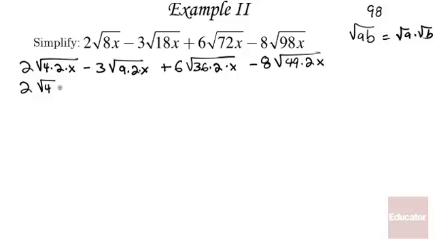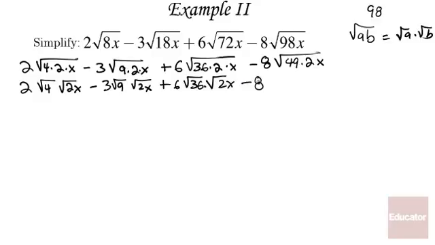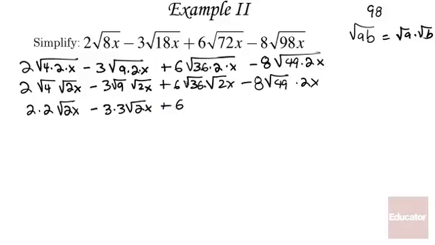So this is going to give me radical 4 times radical 2x minus 3 radical 9, my perfect square, times radical 2x plus 6 radical 36, perfect square, times radical 2x, and we see a pattern starting to emerge with the 2x, radical 49 times 2x. I'm going to go ahead and take the square roots of all the perfect squares to get 2 times 2, here 3, and then square root of 9 is 3, 6 times 6, and let's see, 8, and 7 times 7 would be 49, so 7 is the square root.